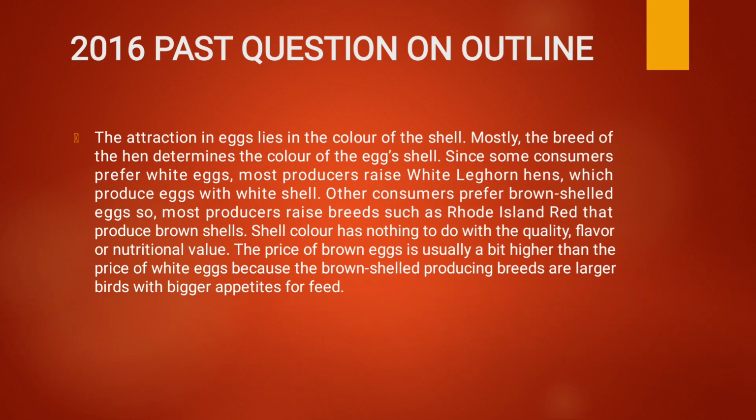The attraction in eggs lies in the color of the shell. Mostly, the breed of the hen determines the color of the eggshell. Since some consumers prefer white eggs, most producers raise white Leghorn hens, which produce eggs with white shells. Other consumers prefer brown-shelled eggs, so most producers raise breeds such as Rhode Island Red that produce brown shells. Shell color has nothing to do with the quality, flavor, or nutritional value. The price of brown eggs is usually a bit higher than the price of white eggs because the brown-shell producing breeds are larger birds with bigger appetites for feed.